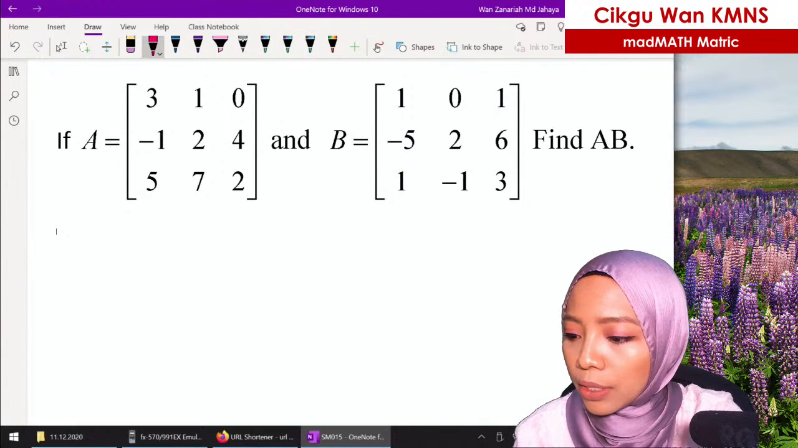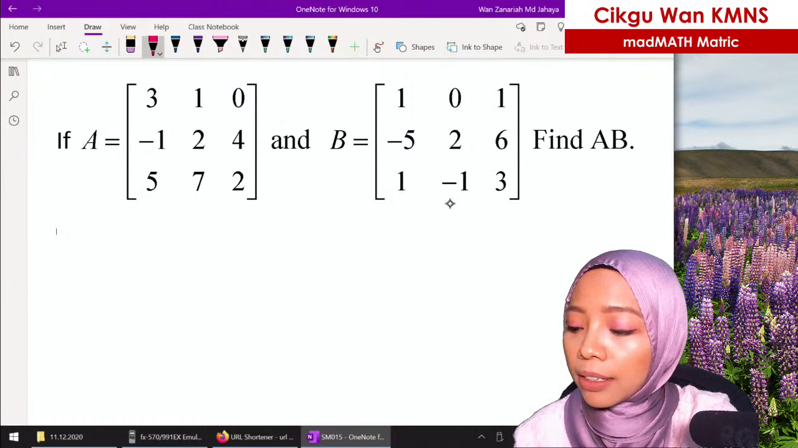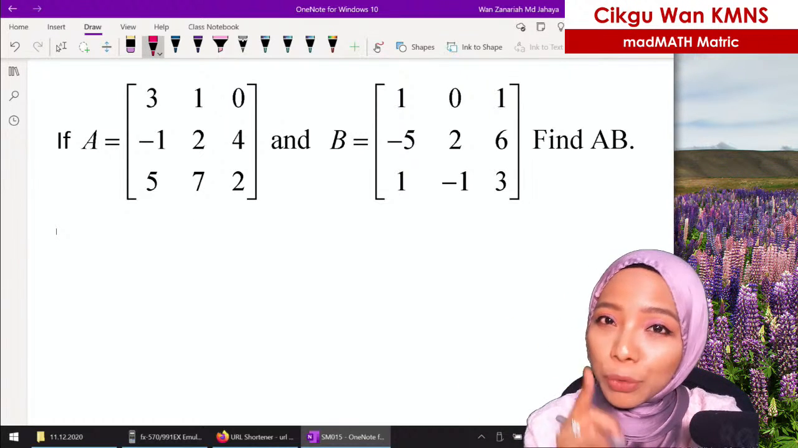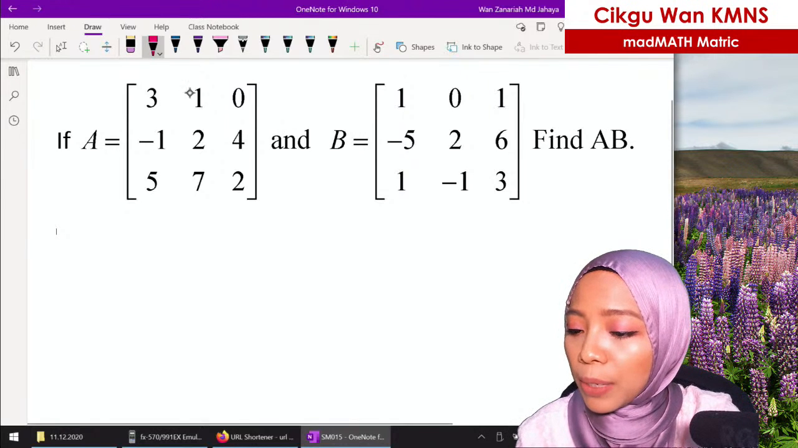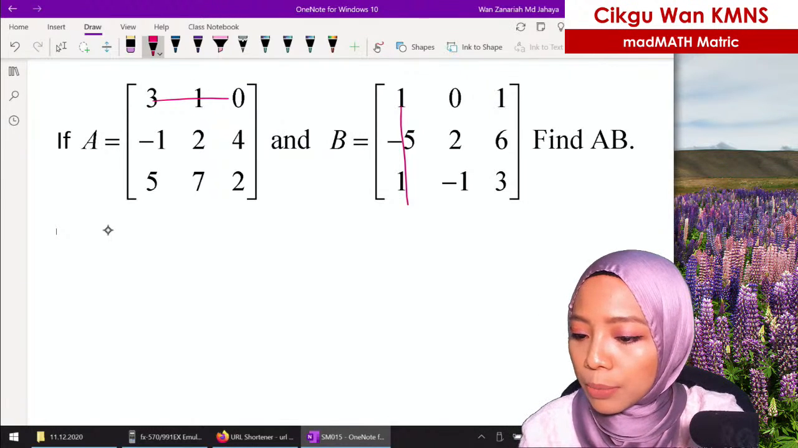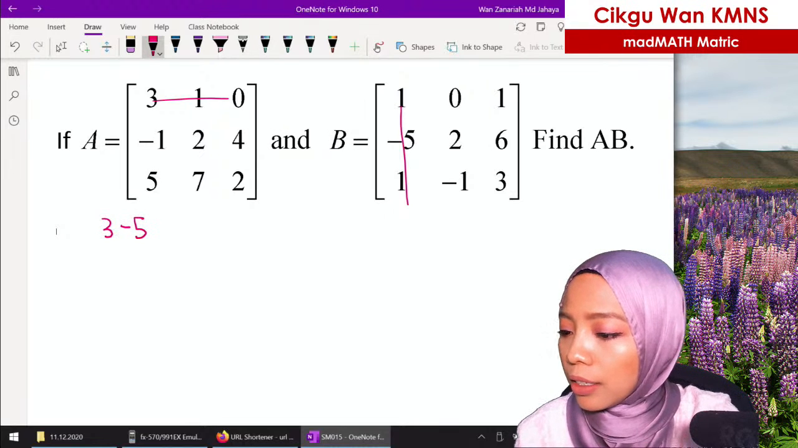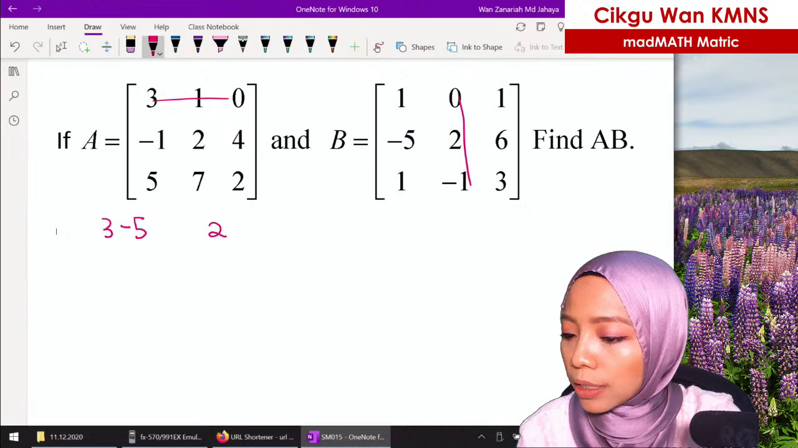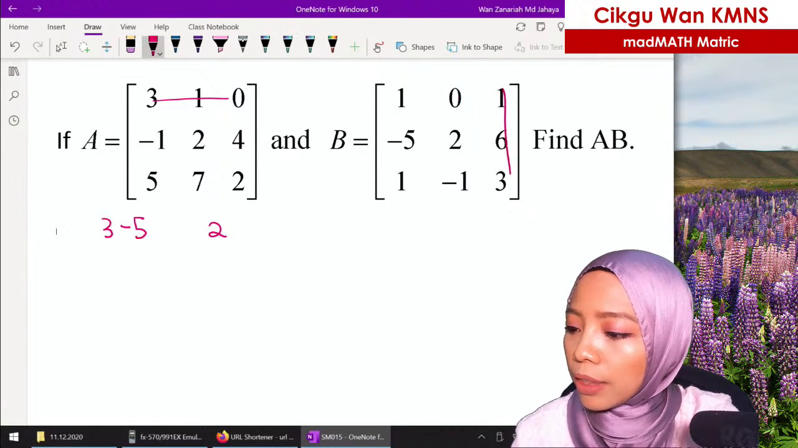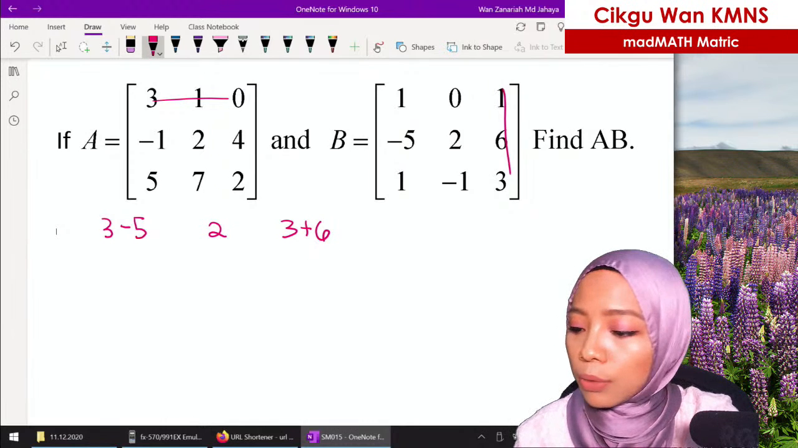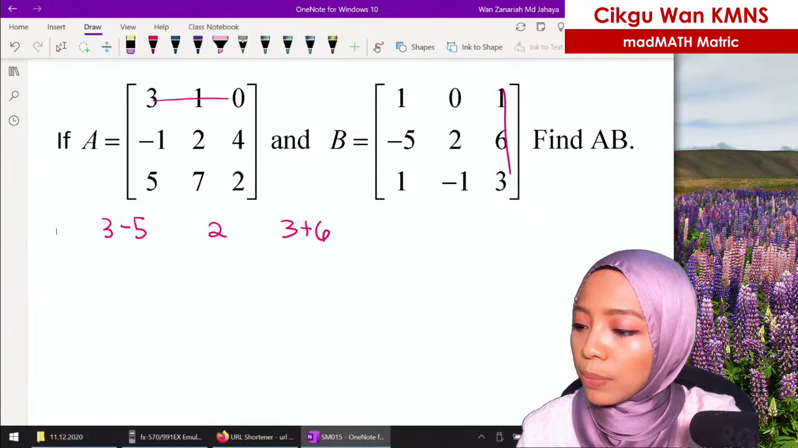Alright, so this is 3 times 3 matrices and 3 times 3 matrices, and it will give us 3 times 3 as well. Now we're going to multiply this and this. 3 times 1, 3. 1 times -5, and -5. We done that one. 0 times 1 is 0. Okay, 0, 2. We give us 2. And how about this one? 3 times 1, 3. 1 times 6 plus 6. 0 times 3, we get 0. So we remain as it is.